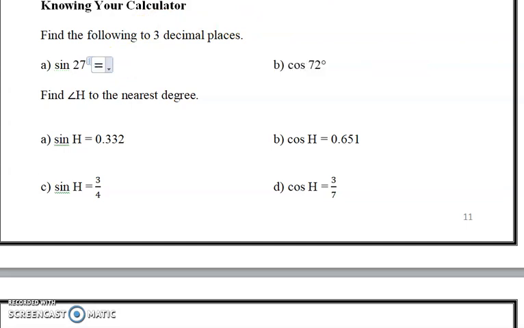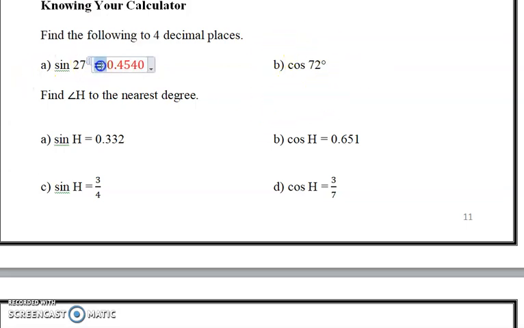When you do that, it equals 0 decimal, and it says 3 decimal places. I'm going to change that to 4. So it's 0.4540, okay. Again, just make sure we get familiar with plugging it into our calculator.